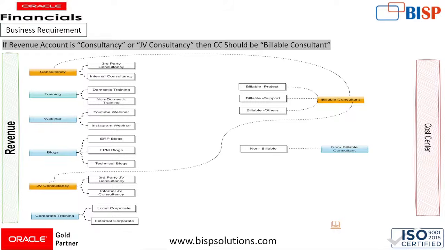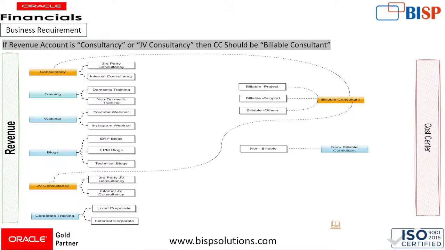Out here, the revenue you can see as consultancy. BISP has revenue from consultancy, training, webinar, blog, joint venture consultancy, and corporate training. So these are the parent groups, and the subgroups are: in consultancy you have third party consultancy and internal consultancy, and in training there is domestic training and non-domestic training. In webinar there is YouTube webinar revenue, Instagram webinar revenue.